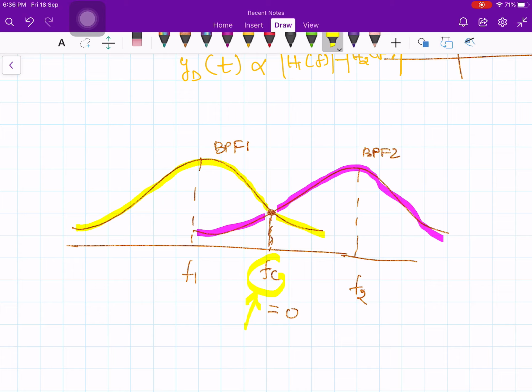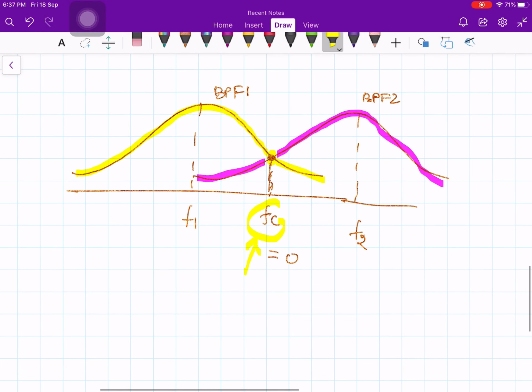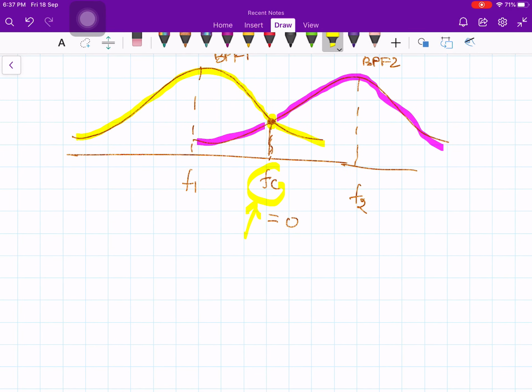Therefore the final detector output due to the carrier frequency will be 0, because you are taking the difference of these two band pass filter outputs. At the carrier frequency the response is identical, so if you subtract, what will happen? The output will become 0. When the input signal is at the carrier frequency, the output will be 0 at that instant, because the two circuits will behave identically at that time. So that is the balanced discriminator.